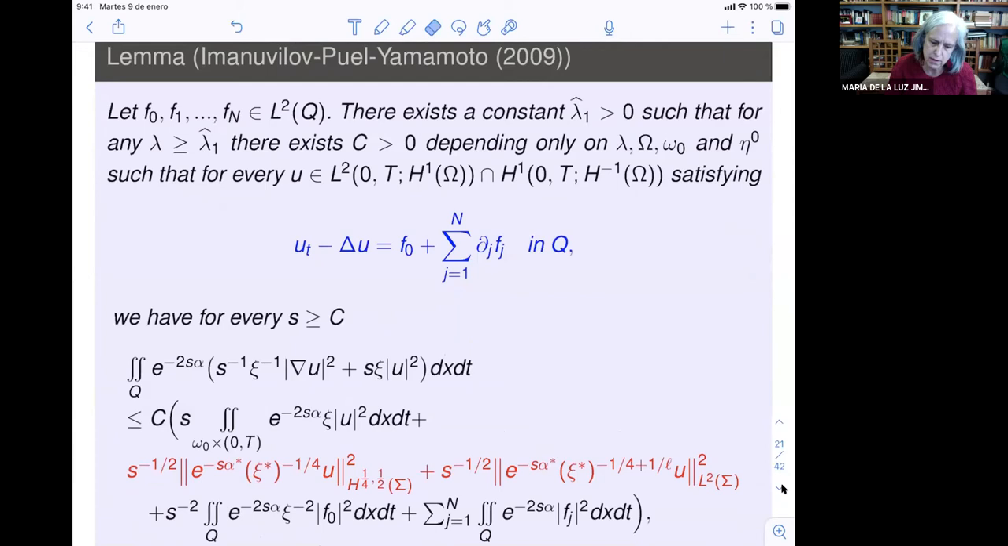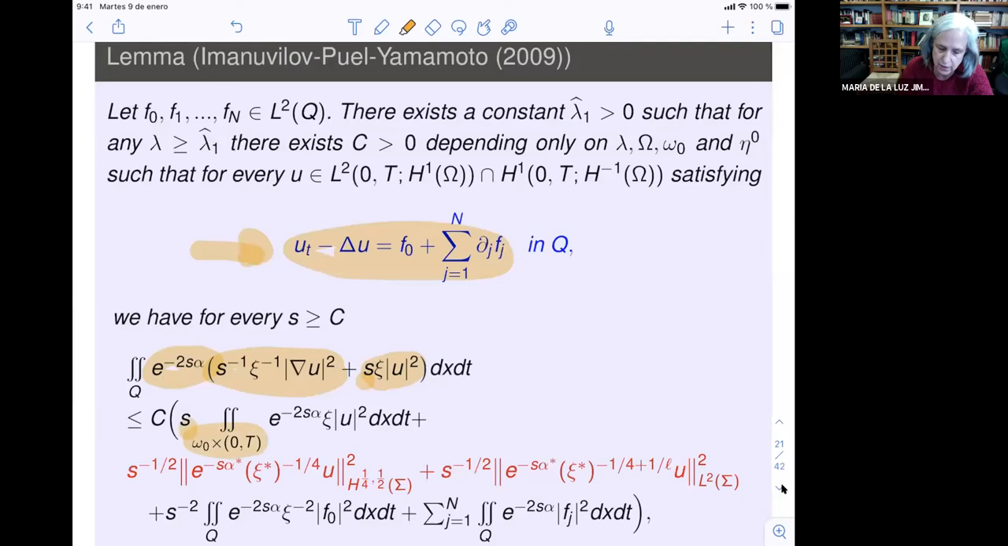In 2009, Emanuilov, Puel, and Yamamoto proved for a heat equation, as you see here, but I am not prescribing boundary data. For this heat equation, you can prove, this is my Carleman estimate, the one I am interested in, that the solution to this equation squared with this weight and this s psi, and also the gradient squared with s to the minus 1 psi to the minus 1, is less or equal than this local estimate.